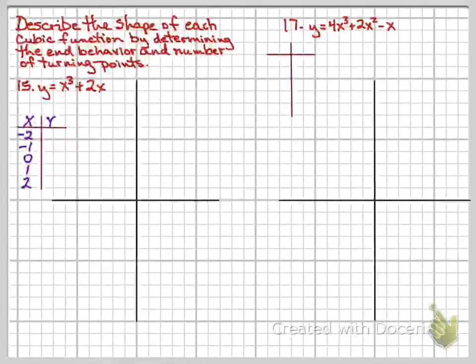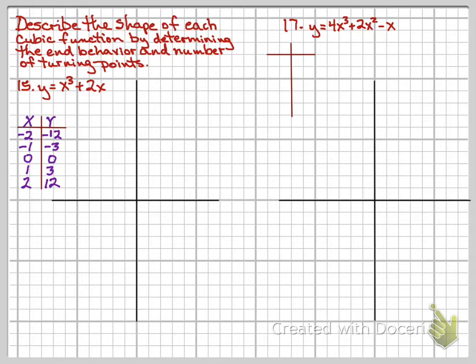So I have -2 is at -12. -1 is at -3. I have 0 at 0. I have 1 at 3 and 2 at 12. So let's just kind of graph that out and take a look at it.